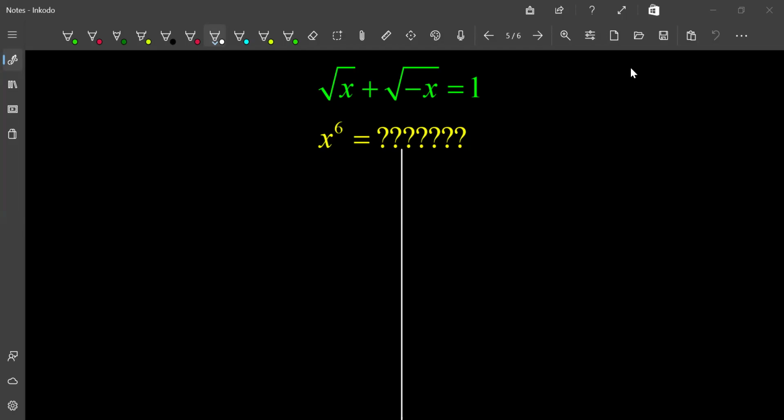In today's video, I want to show you how to solve this problem. In this exercise, we know that square root of x plus square root of negative x equal to 1, and we need to find x to the power 6. So how about x power 6?